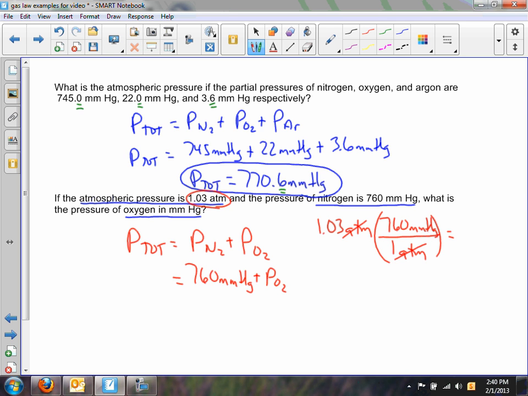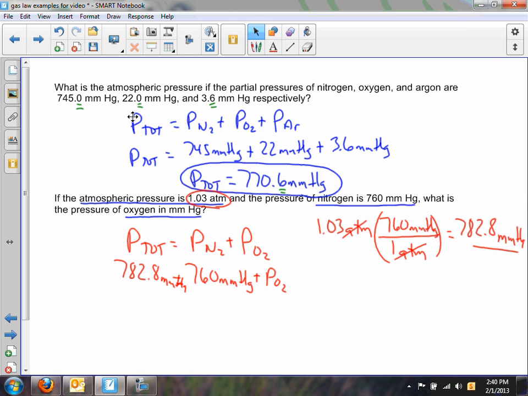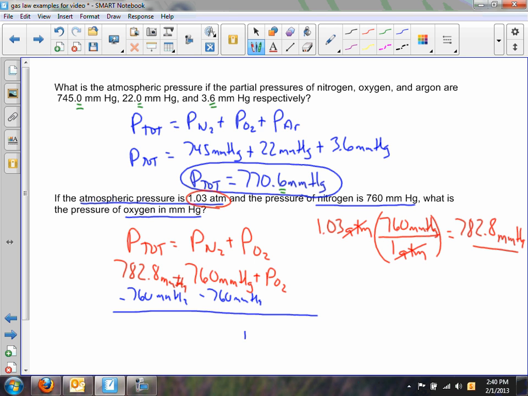When I convert and multiply those, you get 782.8 millimeters of mercury for the atmospheric pressure. I can plug that in over here, 782.8 millimeters of mercury. And then to find the pressure of the oxygen, simply subtract 760 millimeters of mercury from both sides, and we're left with the pressure of the oxygen equaling 22.8 millimeters of mercury.